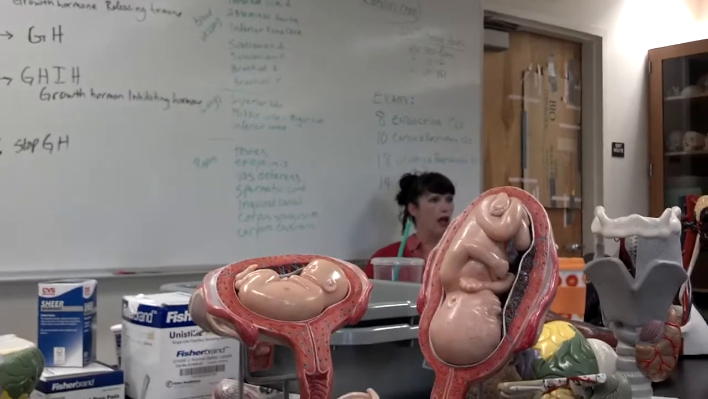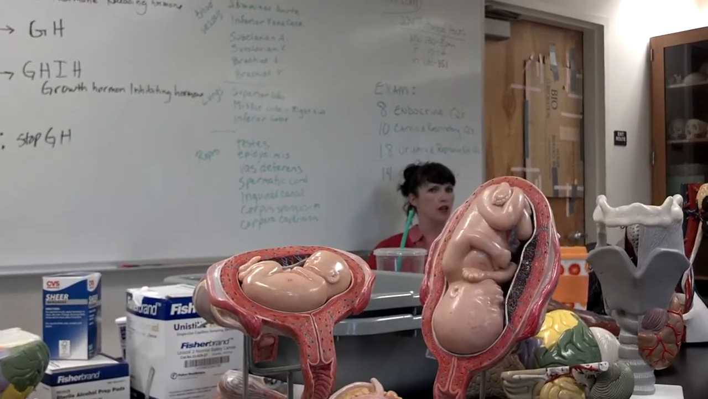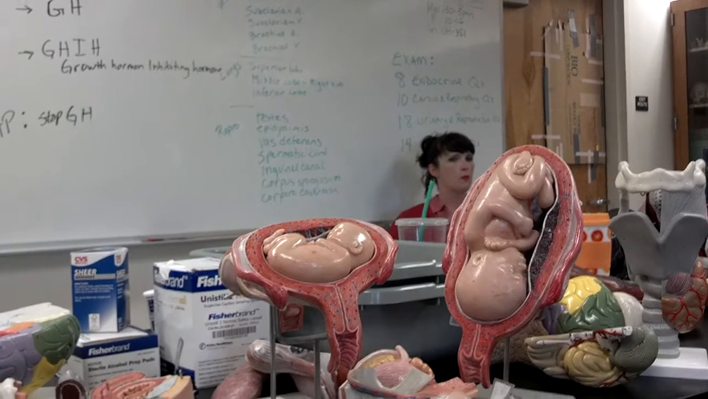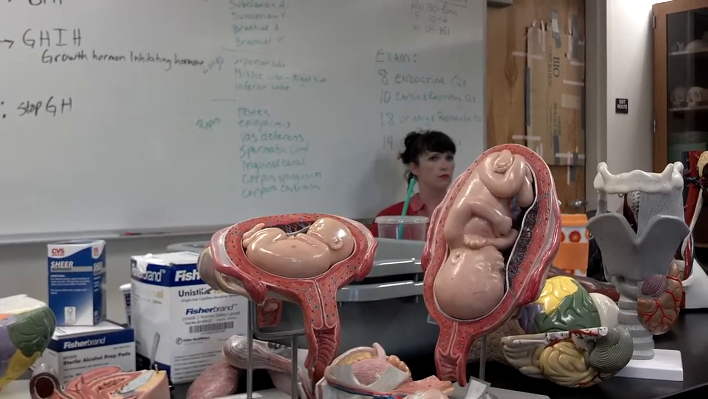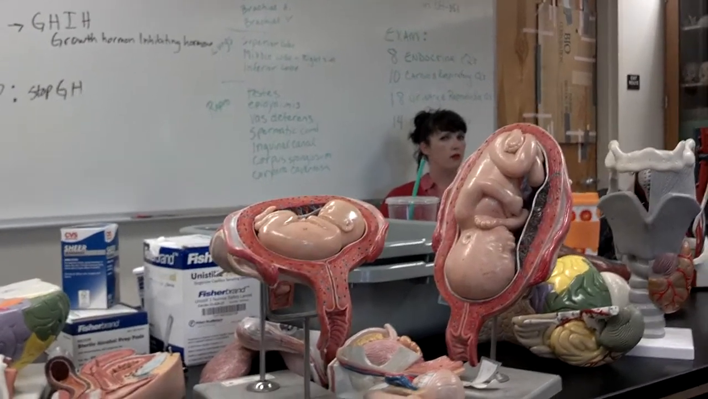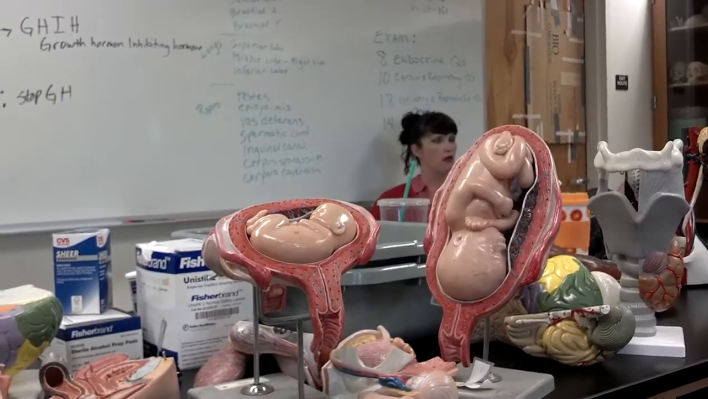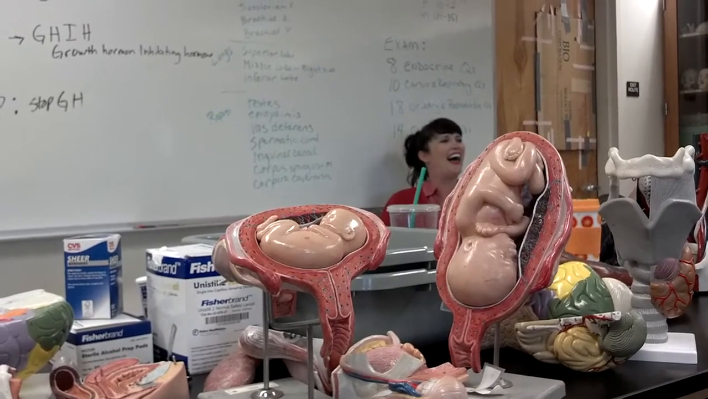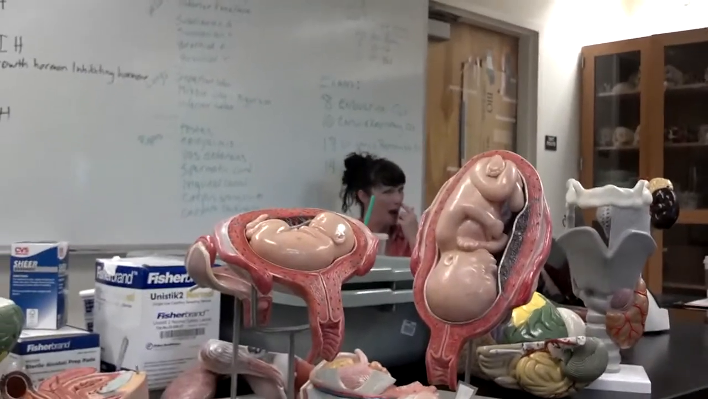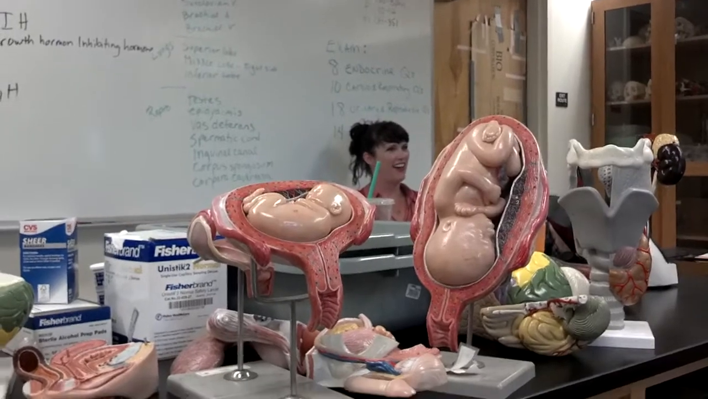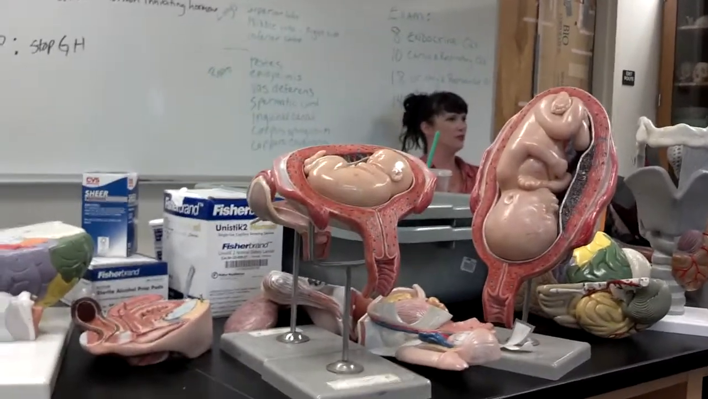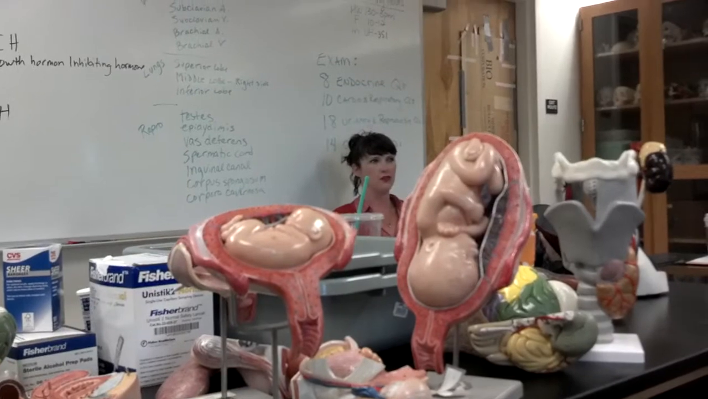So what does that mean? What is the target tissue for oxytocin? The uterus. What else? Mammary glands. What's the I love you organ? No. Brain. The target tissue is going to be the uterus and breast tissue and the brain. Okay?